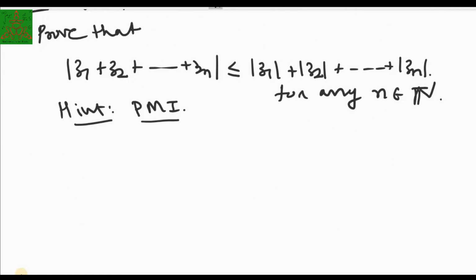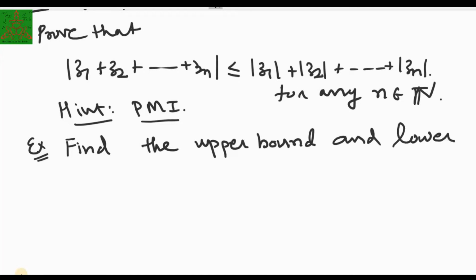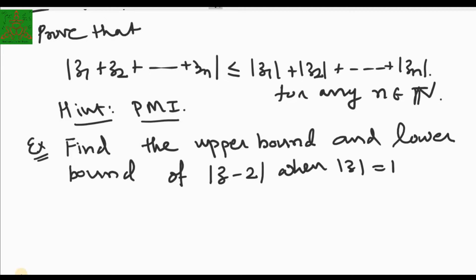Now with this, I am giving you some exercises or examples. Let us try to do some examples. Find the upper bound and lower bound of mode of z minus 2 when mode z is 1. Obviously mode z equal to 1 represents a circle, as I have discussed above, because it is mode of z minus 0. So it is a circle with center 0 and radius 1. The question is what will be the maximum and minimum value of this on that circle.